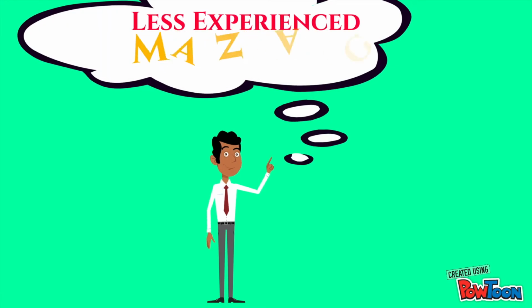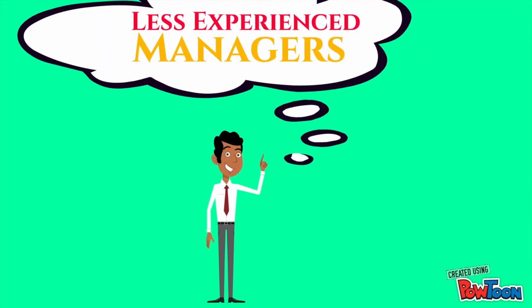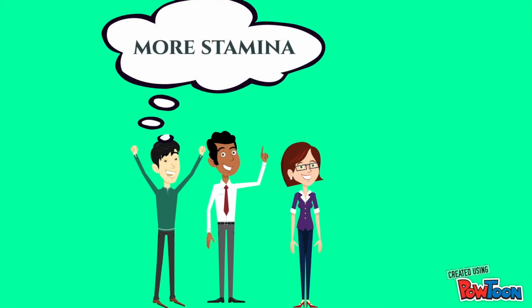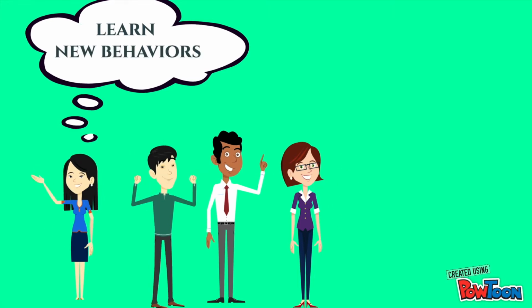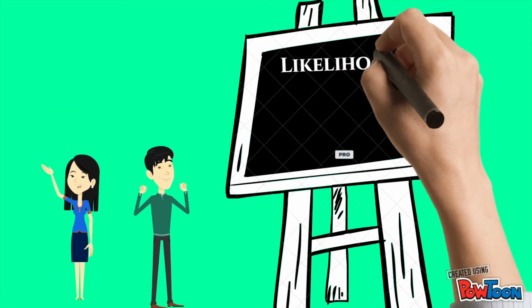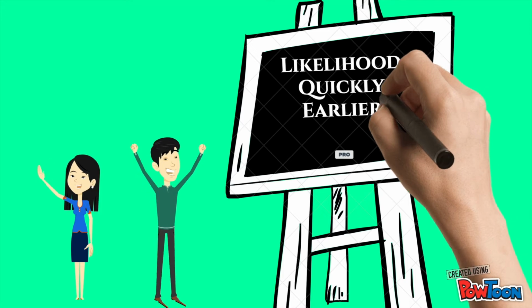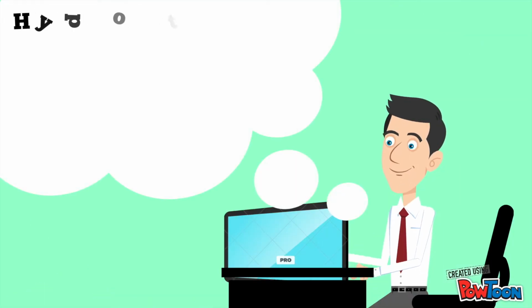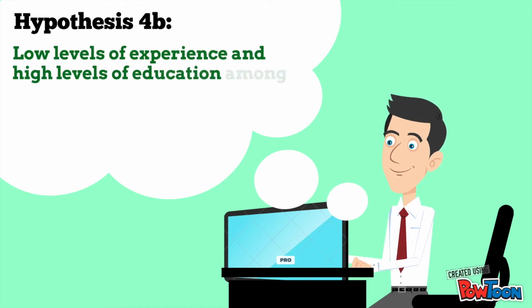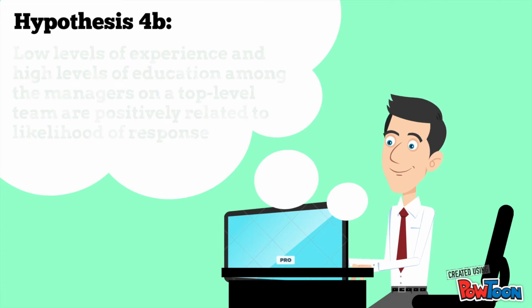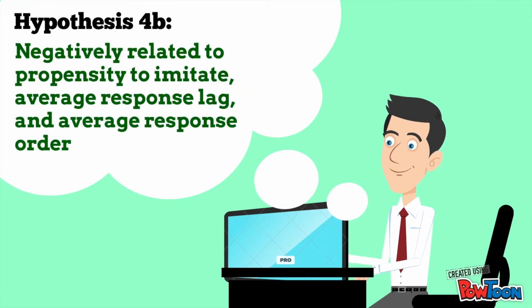In contrast, less experienced managers will be likely to engage in novel and risky actions, have more stamina, and be more able to learn new behaviors. Therefore, less experienced managers are more likely to respond faster, will respond earlier, and also be more likely not to mimic the actions of rivals. Hypothesis 4b: less experience and high education among the top managers positively affect the response likelihood and negatively affect imitate, average response lag and order.